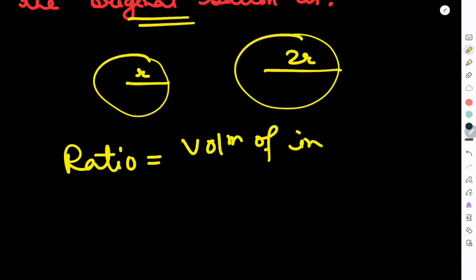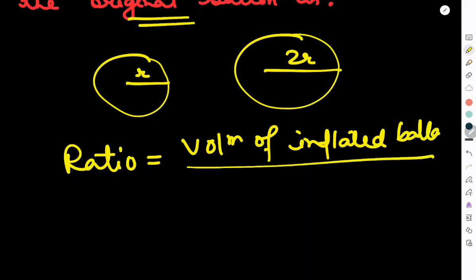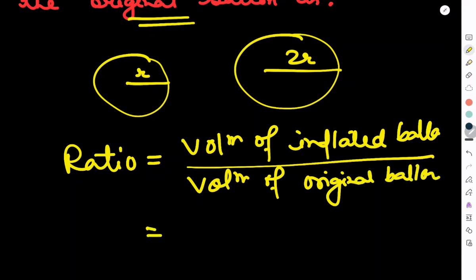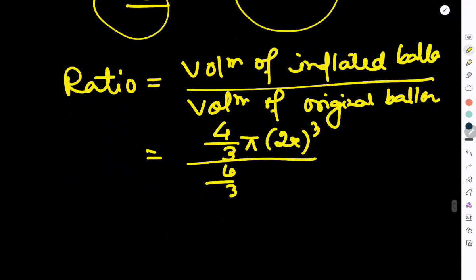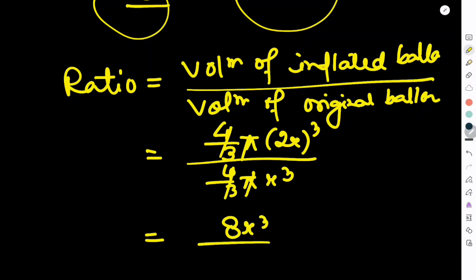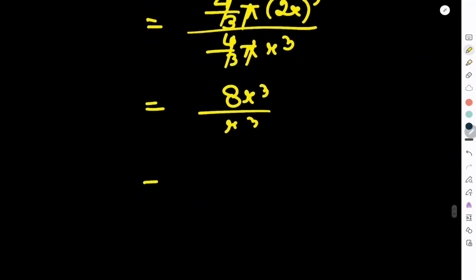So volume of inflated balloon by volume of original balloon. Since it is a sphere, the volume is 4/3 pi, and here we have (2r) whole cube. The original has 4/3 pi r cube. So 4/3 pi all cancel. On top I get 8r cube, below just r cube, and then again r cube and r cube cancel. So my ratio is 8:1, right? Very easy.